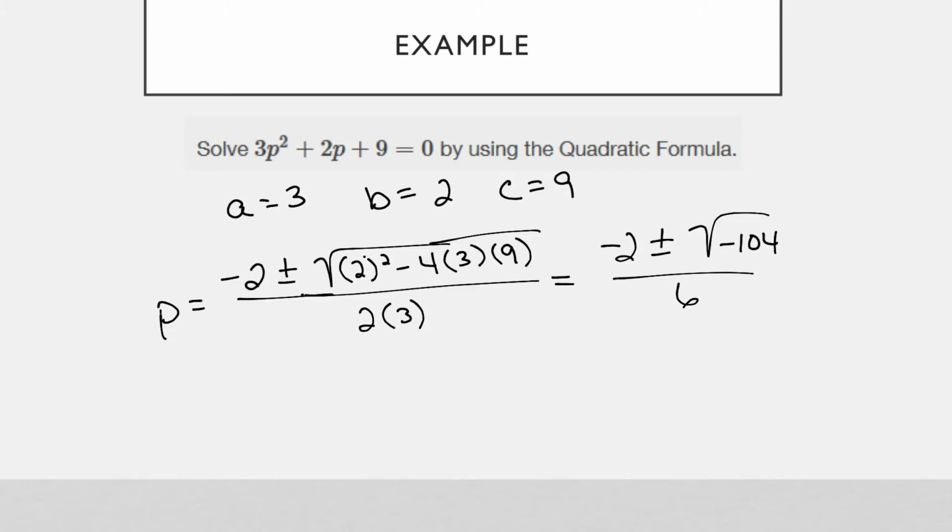Okay, now here's what I want you to notice here. We cannot take the square root of a negative number. We have not learned about imaginary numbers in this class yet. So for right now, we will say that there are no real solutions to this problem.